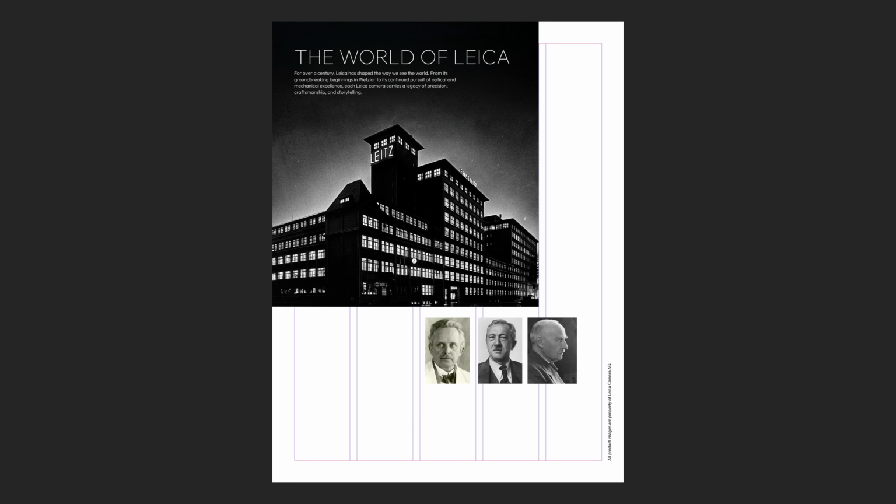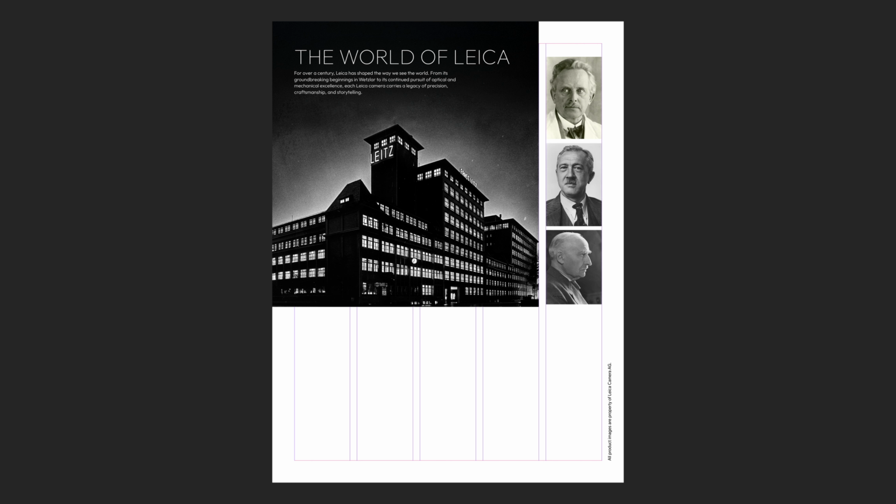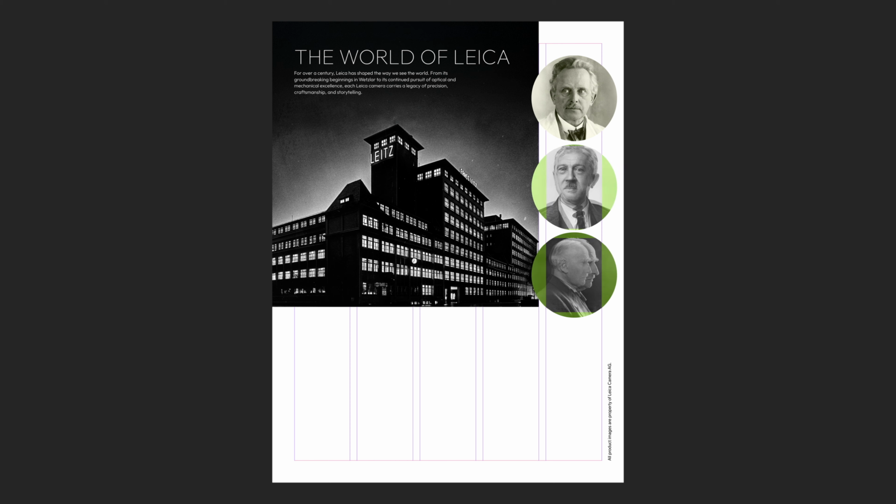Next, we have 3 portraits of the original founders of Leica. We can line them up in the last column. We do need to unify them somewhat. Instead of boxes, I'm going to use circles for the crops. If I were to use this image as is, it would be too zoomed in. This is a preferred crop, so we need to extend the image to meet the edges of the crop. Same with these guys, they need an extension as well.